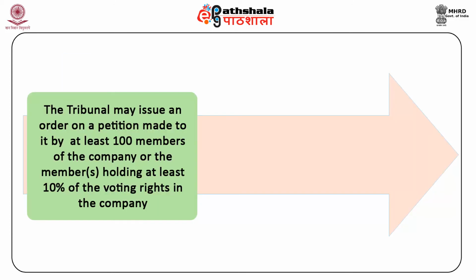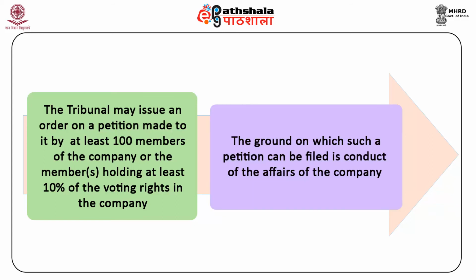The tribunal may issue an order on a petition made to it by at least 100 members of the company or the members holding at least 10% of the voting rights in the company. The grounds on which such a petition can be filed is conduct of the affairs of the company in a manner oppressive to any member of the company or prejudicial to the interests of the company or public interest.